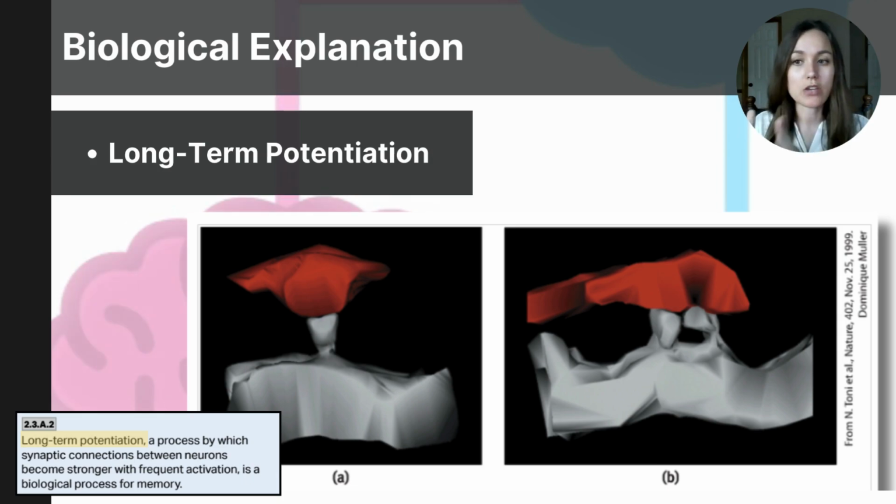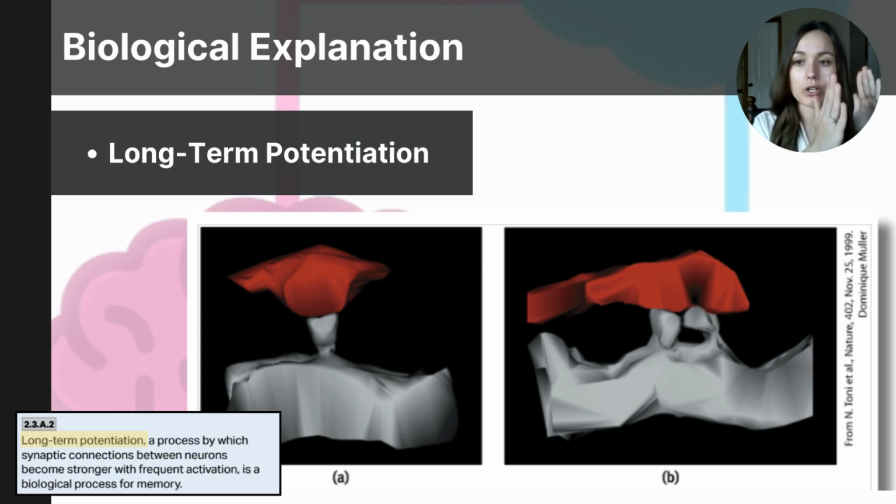So in image A, you can see the red axon terminal of the sending neuron, and then below it is the gray dendrite of the receiving neuron. And then you can see this gray ice cream cone shaped object, and it's extending up from the dendrite toward the red axon terminal. And this is a receptor site. This is what is receiving the neurotransmitters that are crossing the synapse.